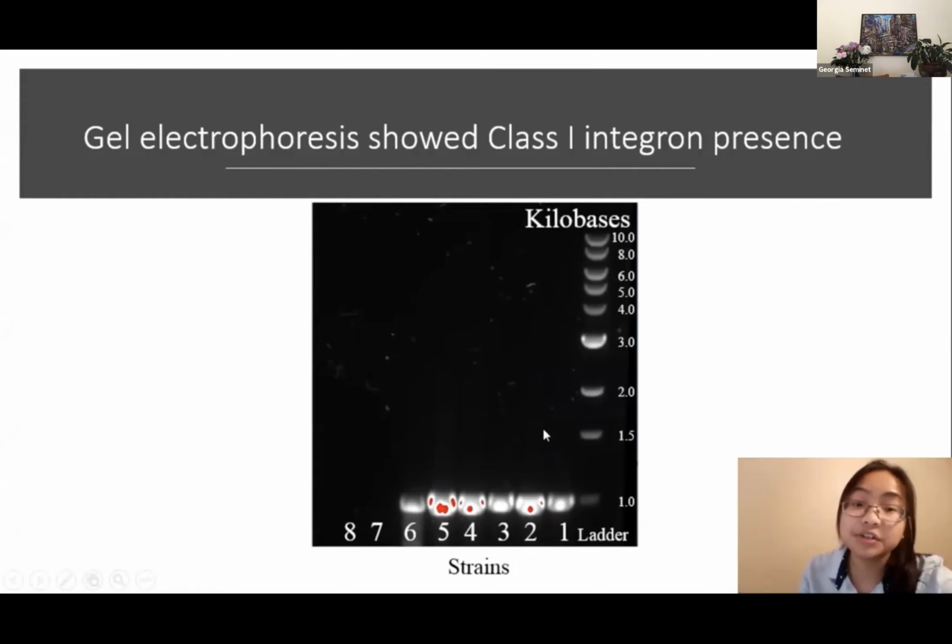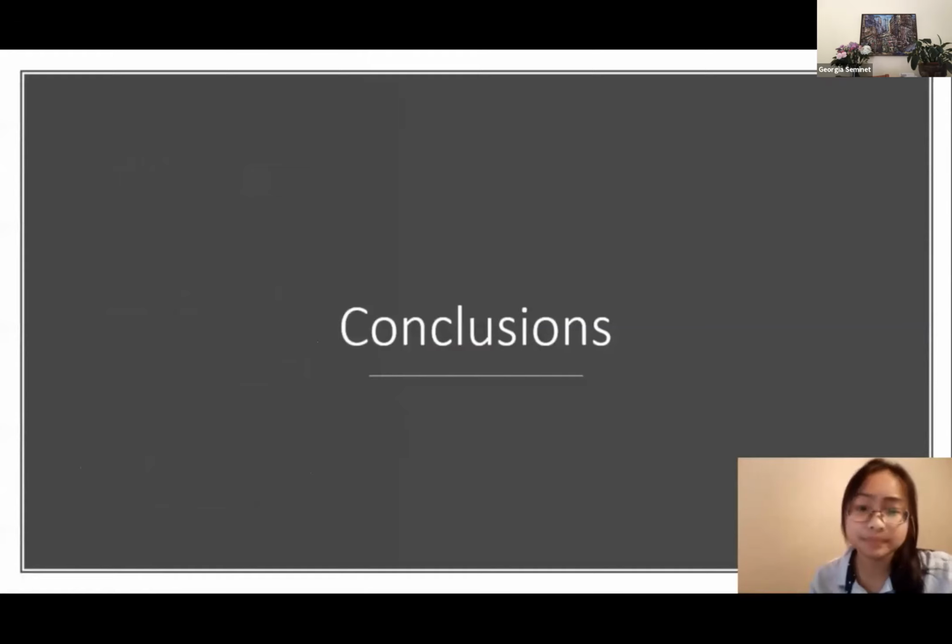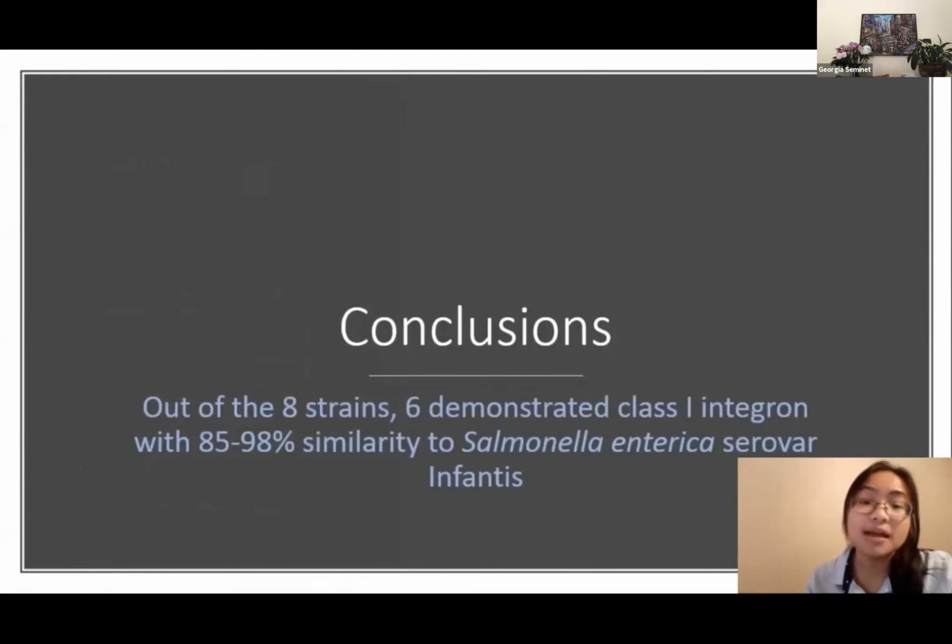Now I wanted to be sure that the PCR product was indeed part of type 1 integrons. To determine if the PCR products were part of type 1 integrons, I submitted these to the UT Sequencing Core Lab for analysis. I next analyzed sequence data using the basic local alignment search tool, or BLAST, and this confirmed that the gene I amplified was indeed the integron gene because they had an 85 to 98% similarity to documented sequences.